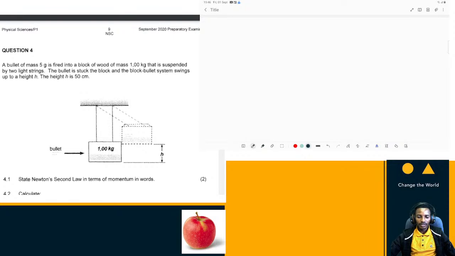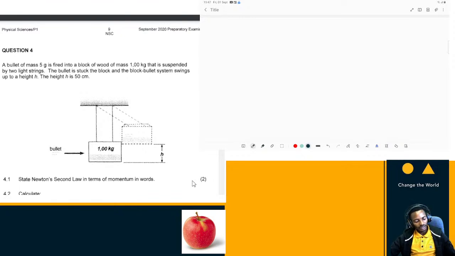Hello everybody. So let's attempt to answer this question, which is question 4 of the September 2020 trial exam question paper. Here a bullet of mass 5 grams is fired into a block of wood of mass 1 kg that is suspended by 2 light strings. The bullet is stuck in the block and the block-bullet system swings up to a height h. The height h is 50 centimeters.